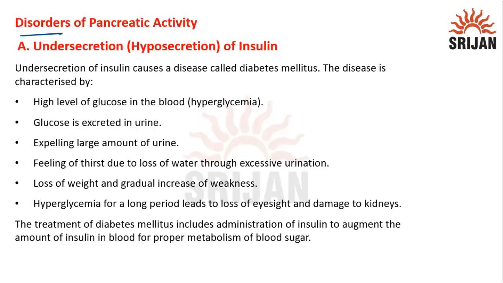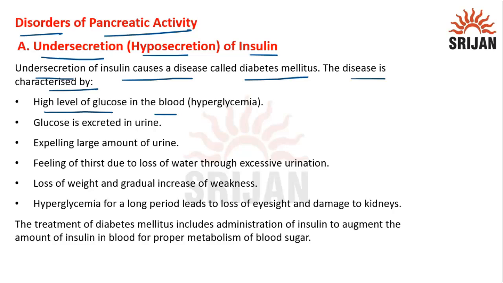Then, disorders of pancreatic activity. First, undersecretion or hyposecretion of insulin. Undersecretion of insulin causes a disease called diabetes mellitus. The disease is characterized by a high level of glucose in the blood, that means hyperglycemia.